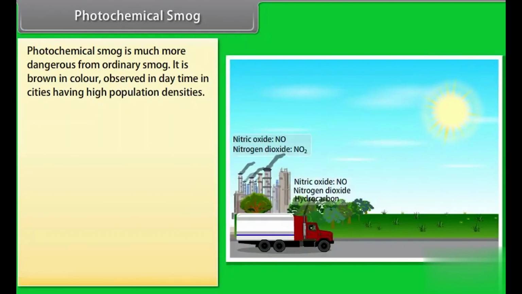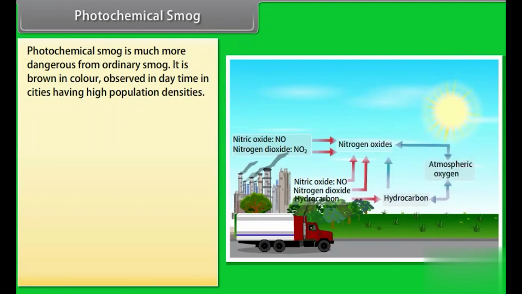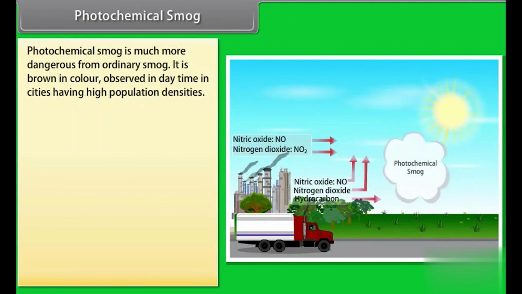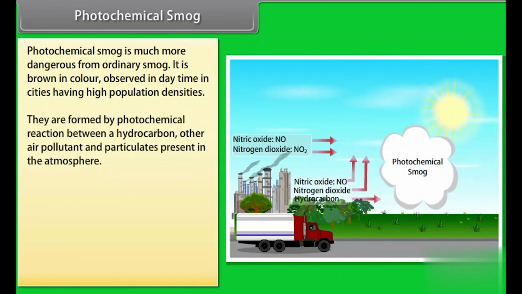Photochemical smog. Photochemical smog is much more dangerous than ordinary smog. It is brown in color, observed in daytime in cities having high population densities. They are formed by photochemical reaction between a hydrocarbon, other air pollutants and particulates present in the atmosphere.